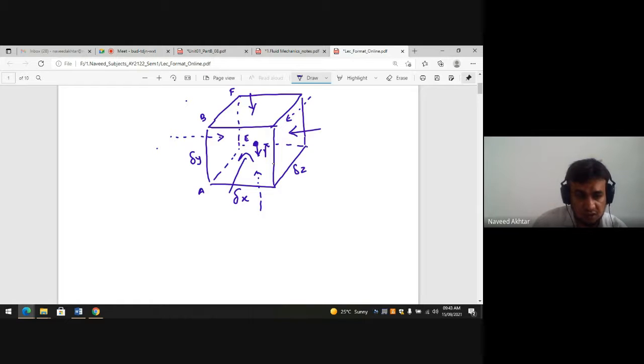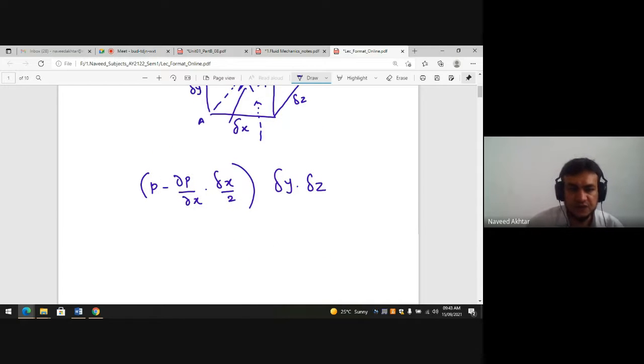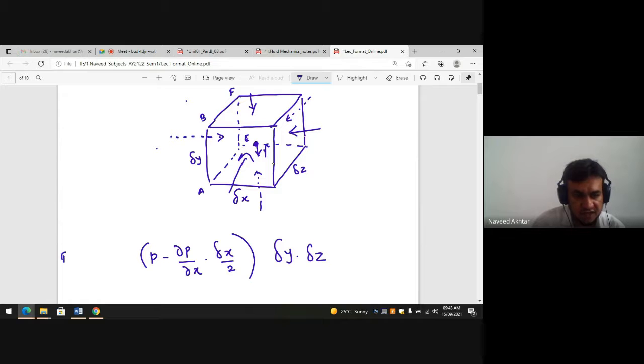So the force is nothing but pressure into the area: P minus ∂P/∂x into δx by 2, because half from this side, half from this side, into δz, and the height is δy, so δy into δz is the elemental area. This is the face AEFB.